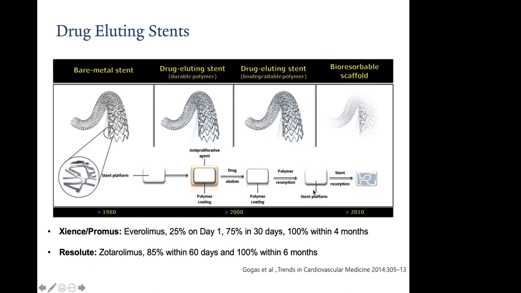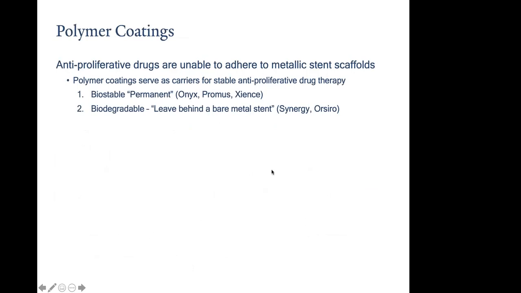to prevent restenosis. So Xience, Promus, they have an everolimus durable polymer, which releases over 4 months. And then Resolute has a polymer that releases 85% within 60 days or 100% within 6 months. And then there's stents like Synergy or Siro that have a biodegradable compound, which actually just completely dissolves over time. So the biostable polymers that I mentioned were Onyx, Promus, and Xience, whereas the biodegradable polymers are Synergy and Siro.